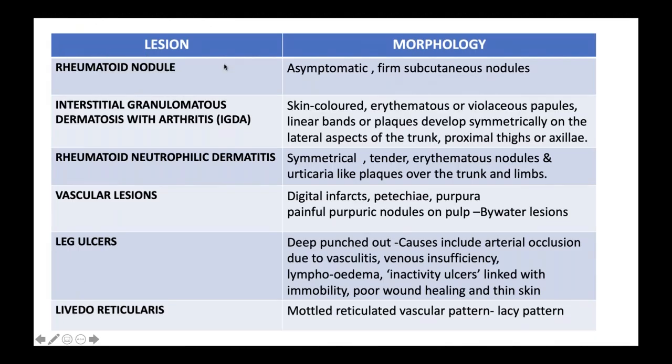So you can have rheumatoid nodules. These are asymptomatic firm subcutaneous nodules. Interstitial granulomatous dermatosis with arthritis, also known as this acronym, presents with skin-colored erythematous or violaceous papules or plaques, generally on the truncal region. Rheumatoid neutrophilic dermatitis presents with symmetrical tender erythematous nodules, generally over the trunk and limbs. Vascular lesions, leg ulcers, and livedo reticularis.